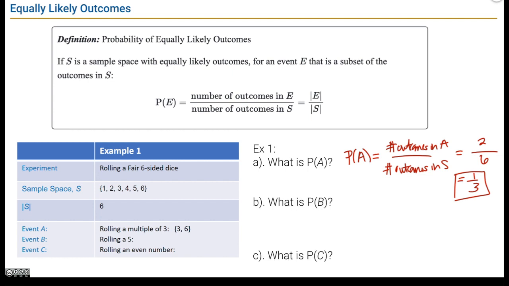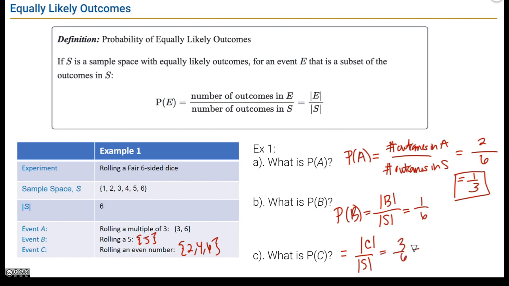Let's take this idea now, try B and C. So take a second, see what you get. All right, so if I think of my event space here for event B, there's only one way I can roll a 5. So probability of B, number of ways that this can happen, I'm going to write it again as the number of outcomes in B out of the total number of outcomes, 1/6. And then probability of rolling an even number. So now I have 2, 4, 6. There's 3 ways that could happen. So that's going to be 3 out of 6, or 1/2. So that's intuitive with our understanding of a die.